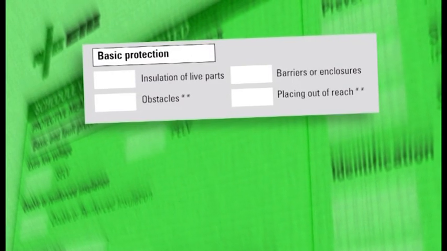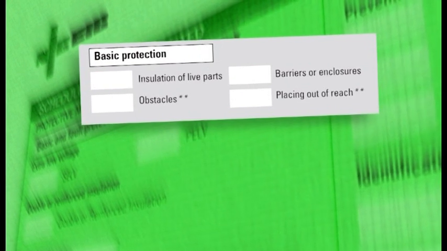Now I would say that in real common sense terms, with kids around, any hole that big should be avoided. The next two items on the schedule under basic protection are obstacles or by placing out of reach. There are two asterisks next to these on the NICEIC schedule of items inspected. These remind us that these protective measures are only for use in installations controlled or supervised by skilled persons.